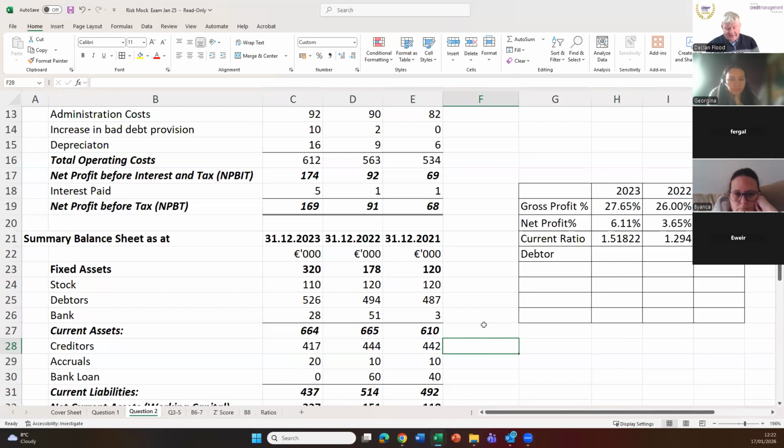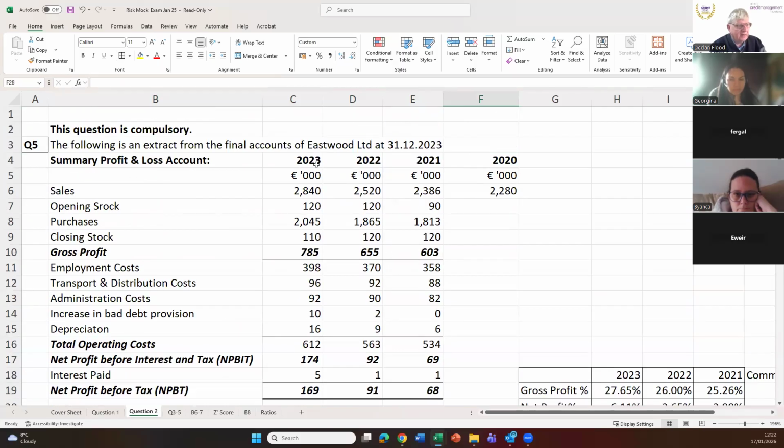Now, question one is going to be a P&L. Question two is going to be three years. Sometimes we give you three companies to compare, but in the exam, it is going to be three years, so you just have to compare the three years again. So that is that.